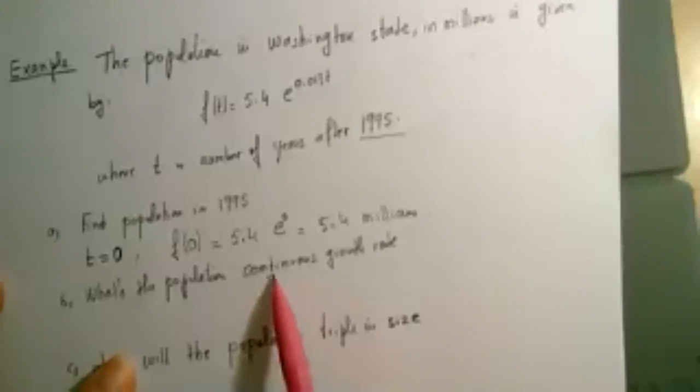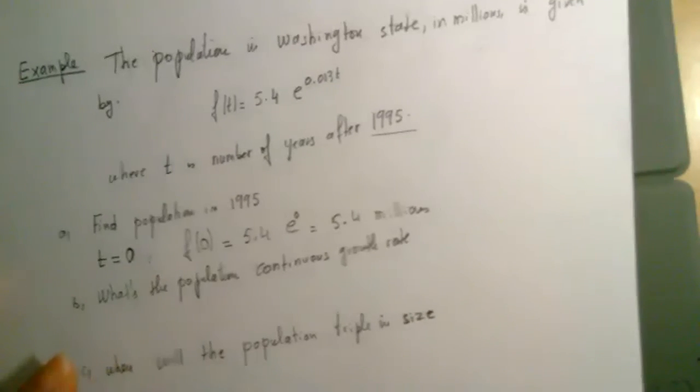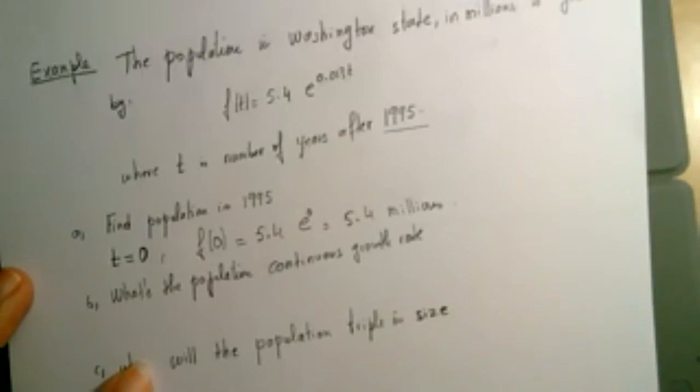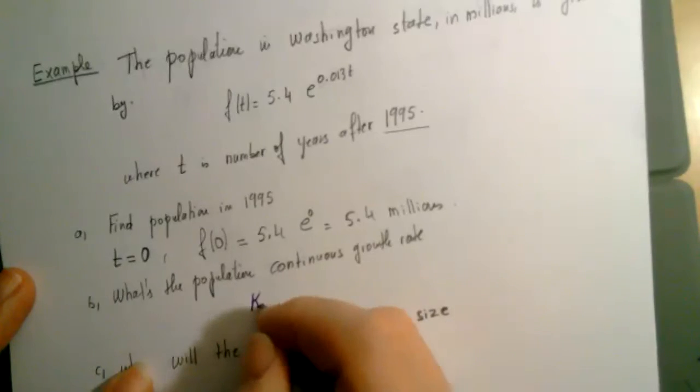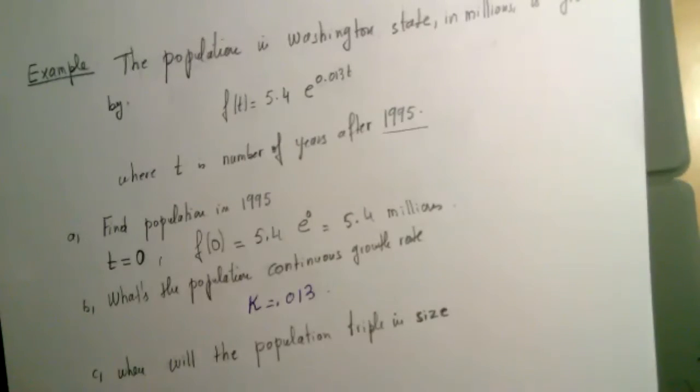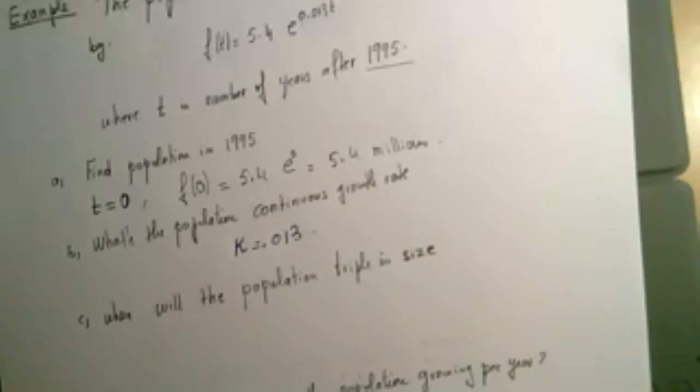Now, what's the population continuous growth rate? This is the k. It means the k, that's the continuous growth rate, 30. Okay. Now, when will the population triple in size? Is this an easy question or a hard question? Easy or hard?